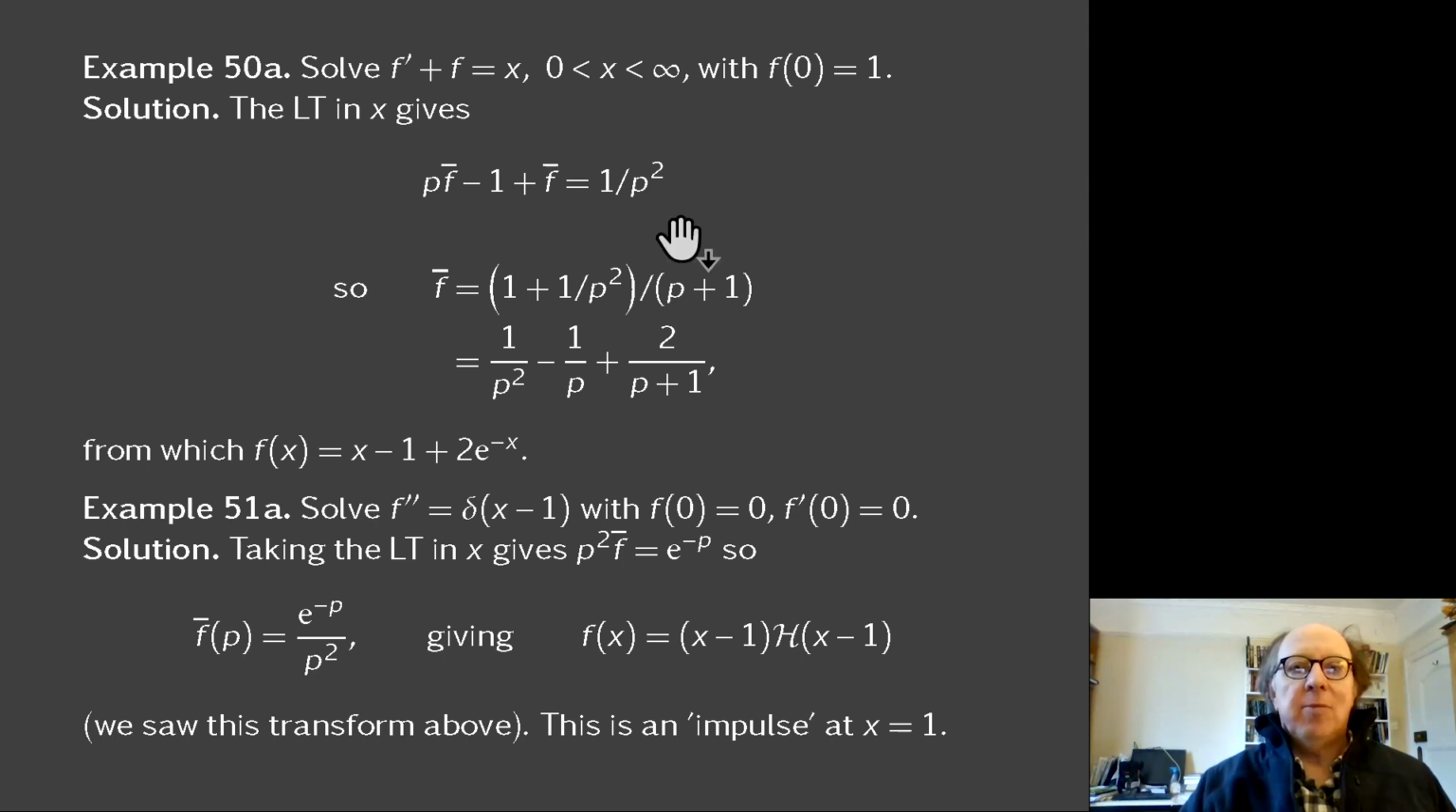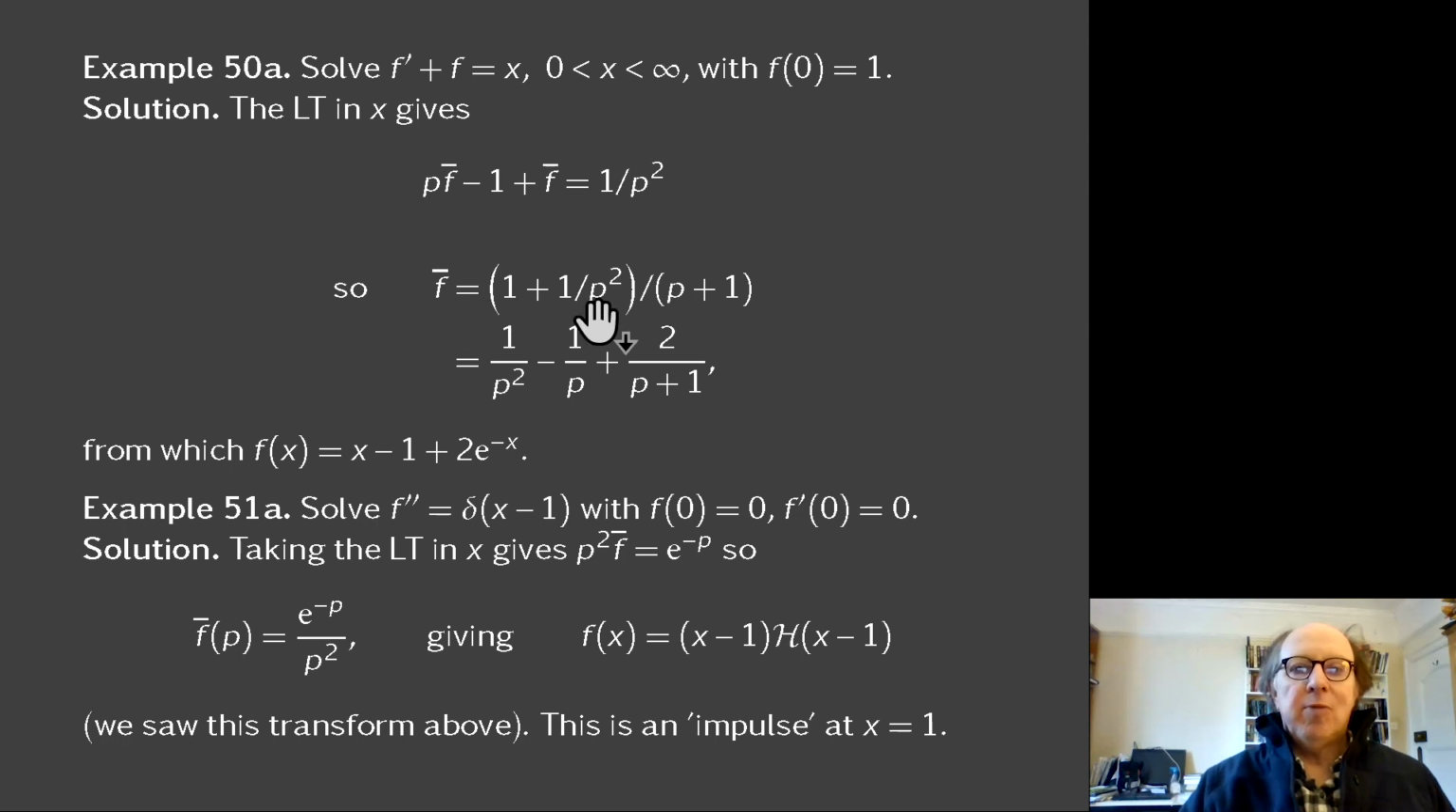What happens if you take the Laplace transform? Well, you get p f bar minus 1 from f prime, because f of 0 is 1, plus f bar, that's just the transform of f there. 1 over p squared is the transform of x. And so you tidy this up.